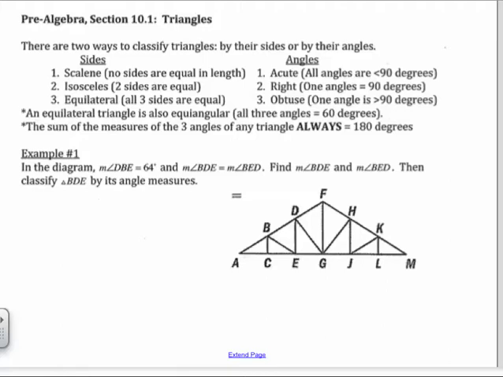Okay guys, triangles. There are two ways to classify triangles: by their sides and side lengths, or by their angles and angle measures. So let's look at sides real quick. You can have a scalene triangle. A scalene triangle means that of the three sides, none of them have the same length.